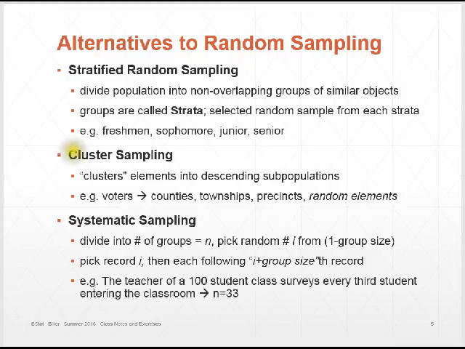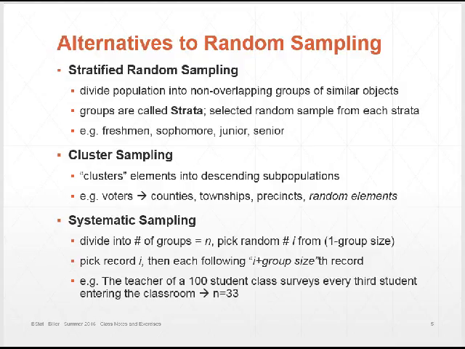Cluster sampling involves the clustering of elements into descending subpopulations. So for example, to take a sample of voters, perhaps I could access the county website to get the county-wide list of voters. From there, I could separate that into different clusters based on township membership. The townships could then be divided into precincts, and from those precincts I would draw the random elements that go into my sample.